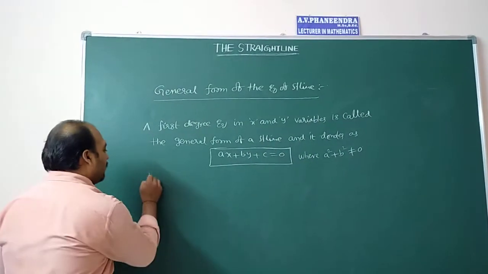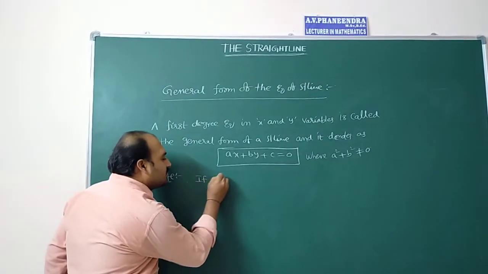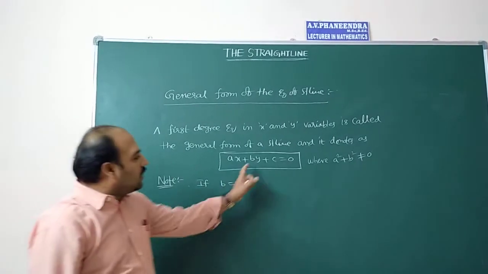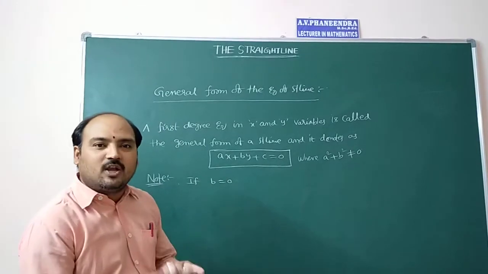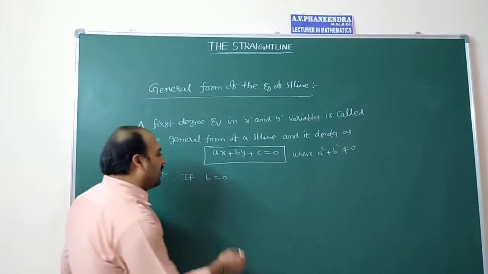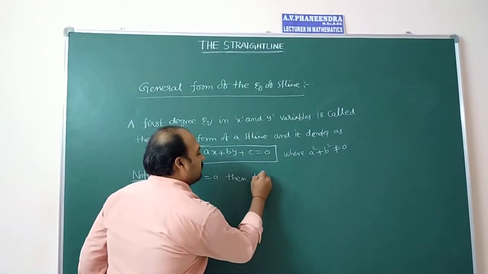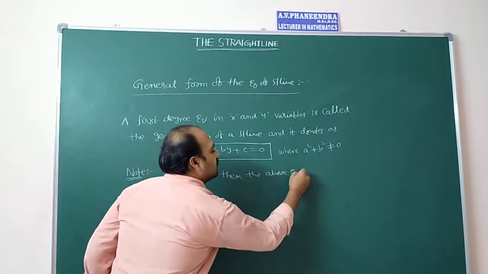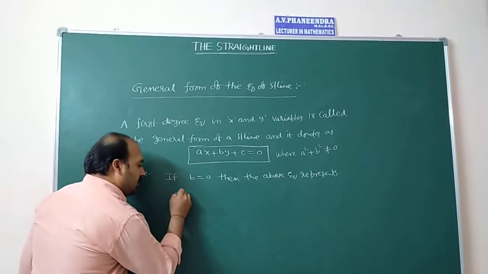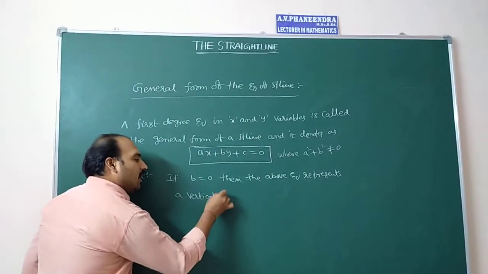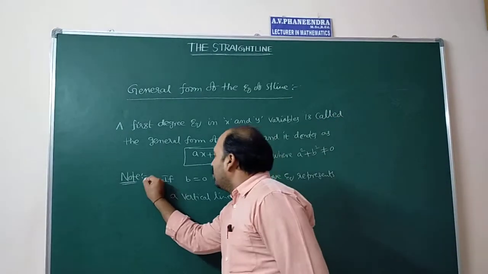After that, here is one note. Suppose if b equal to 0, it will become ax plus c equal to 0, x is equal to minus c by a. x is equal to some value k means it should be represented as a vertical line. Then the above equation represents a vertical line. This is note 1. Note 2.